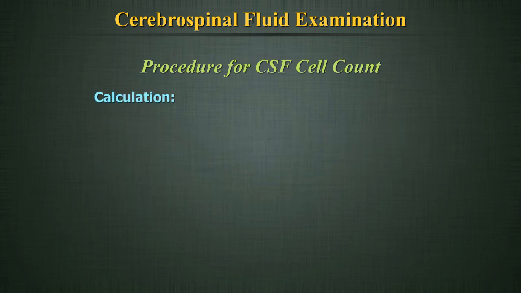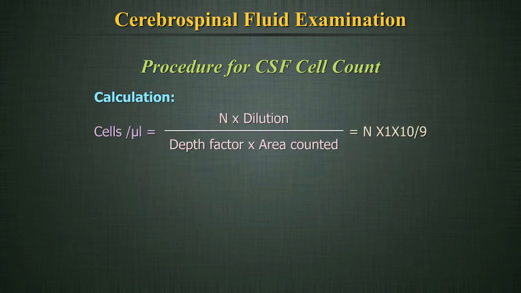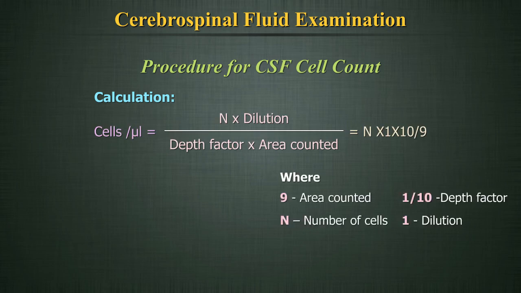Calculation: cells per microliter is equal to N times 1 times 10 divided by 9, where 9 is the area counted, N is the number of cells, 1/10 is the depth factor, and 1 is the dilution.